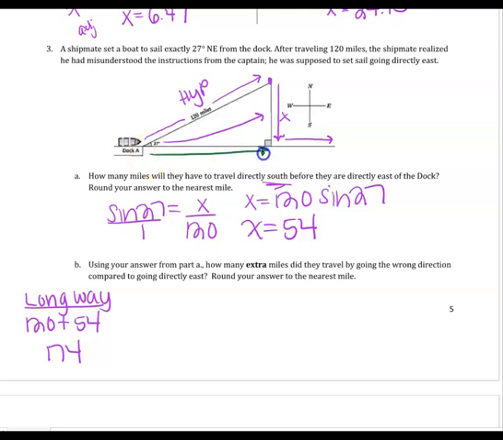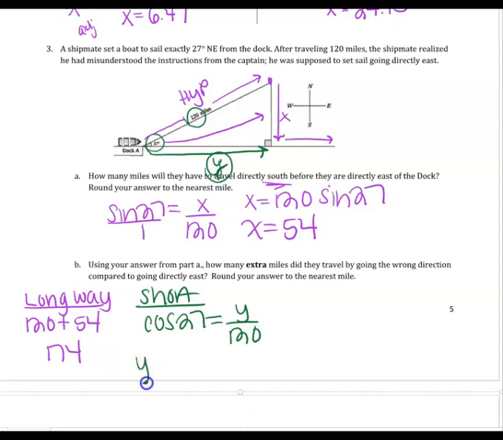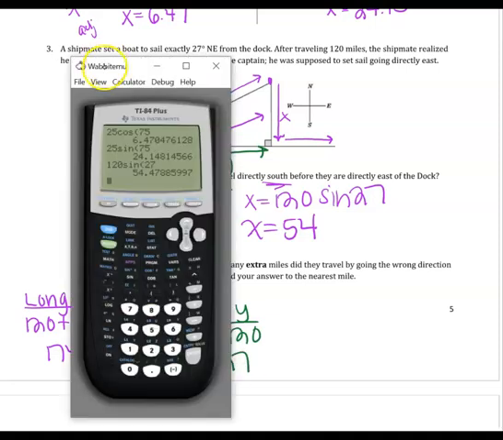How is that compared to if they just went the right way the first time around? So let's call that y in my diagram. So if we use this 27-degree angle again, and then y and 120, now that's an adjacent over a hypotenuse. So the short way would be using cosine. Cosine of 27 equals adjacent over hypotenuse.